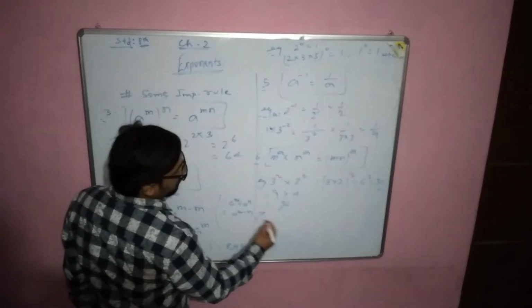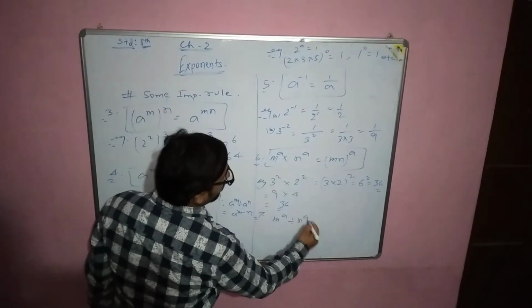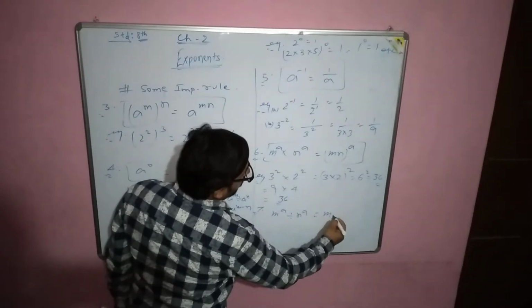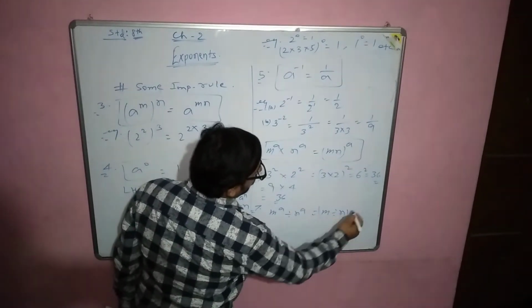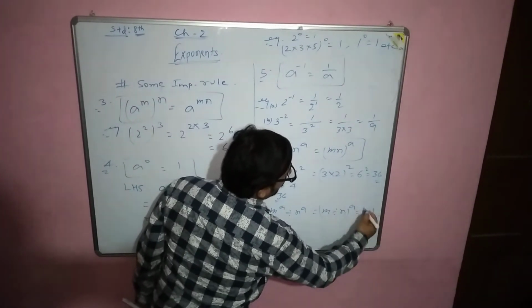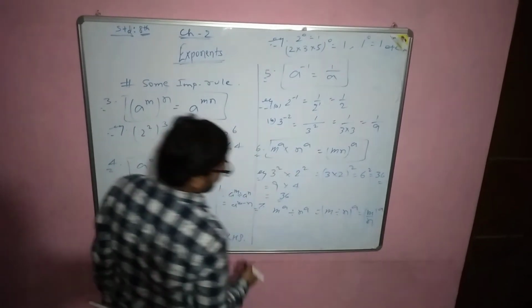Now rule number 7. m raised to the power a divided by n raised to the power a. In this case, you will take a as common, and this is written as (m by n) raised to the power a.